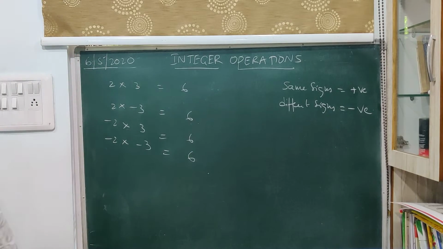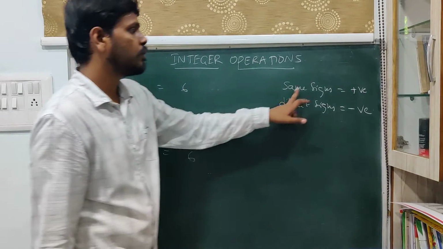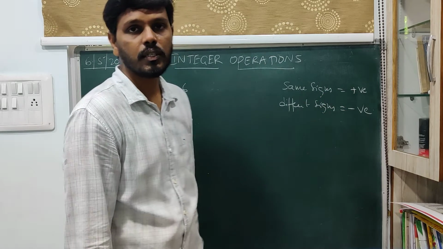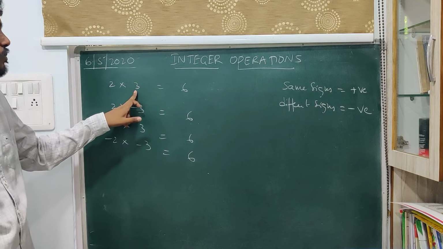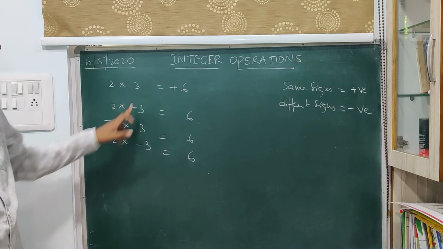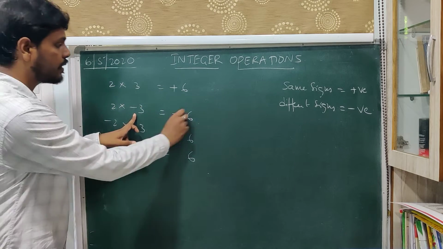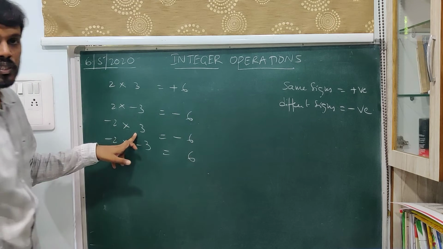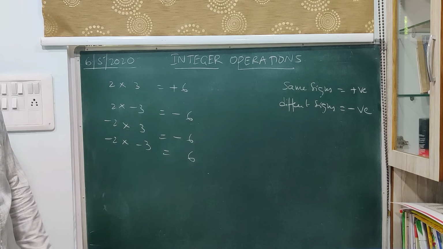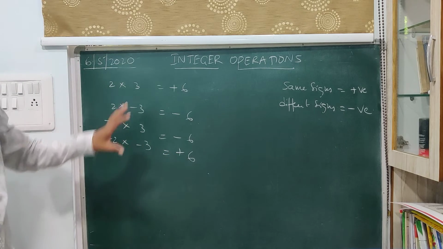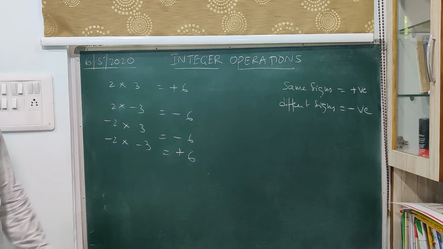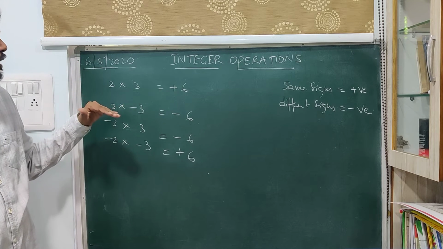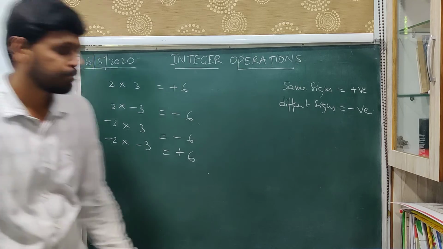Now we need to look into the signs. Again the same rule applies. When you multiply numbers of the same signs, you will get a positive number. Numbers of different signs, you will get a negative number. Now these are numbers of the same signs, therefore you will get a positive number. Here numbers of different signs, you will get a negative number. Again numbers of different signs, minus and plus, therefore you will get a negative number. Minus minus, numbers of the same signs, you will get a positive number. This is the way we go about multiplication of integers.